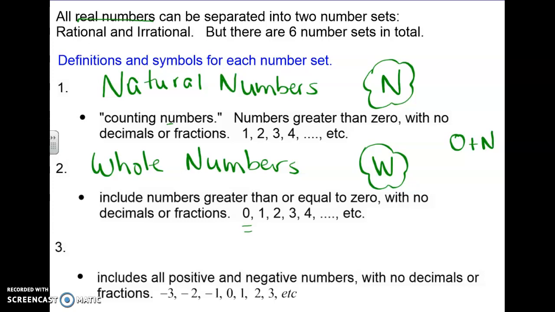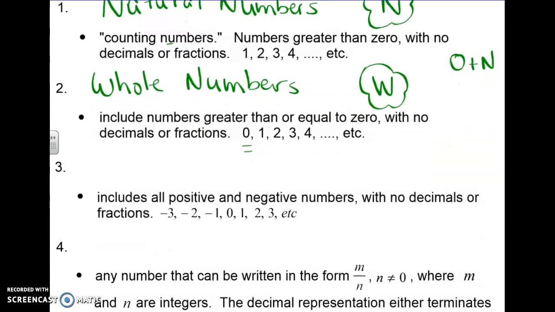Our third number set, think of a number line. If you draw a number line, you put positives and negatives in there, you put 0 in there, but you have no decimals or fractions. And that number system is called the integers, and we'll abbreviate that one with an uppercase I.